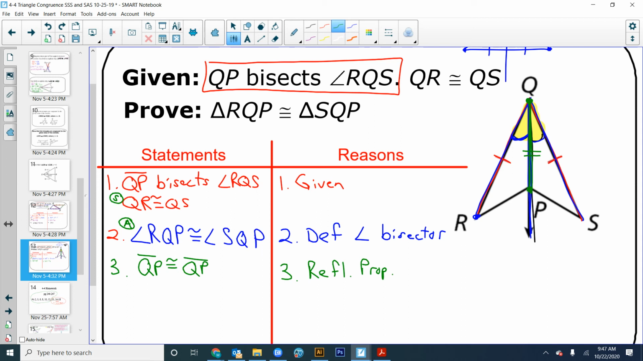Oh, that's our last pair of S's that we needed, isn't it? Are we ready to say that the triangles are congruent? Yeah. Triangle RQP is congruent to triangle SQP. With a little sass. SAS.